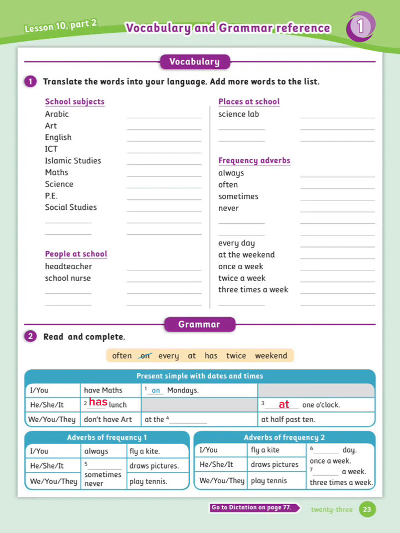Number 4. We don't have art at the weekend. You don't have art at the weekend. They don't have art at the weekend. Number 5. He often draws pictures. She often draws pictures. It often draws pictures. Number 6. I fly a kite every day. You fly a kite every day. Number 7. He draws pictures twice a week. She draws pictures twice a week. It draws pictures twice a week.